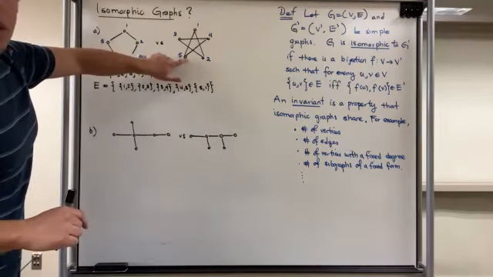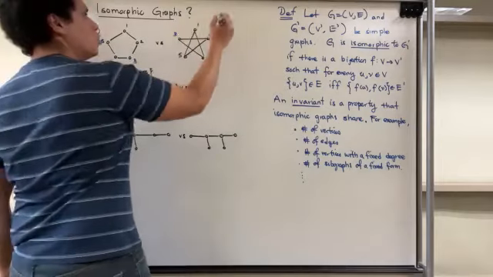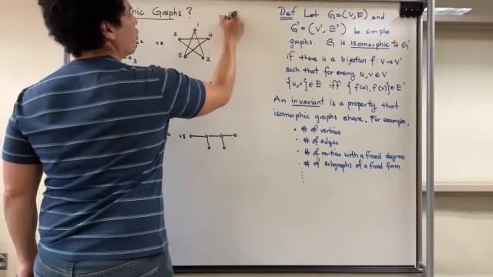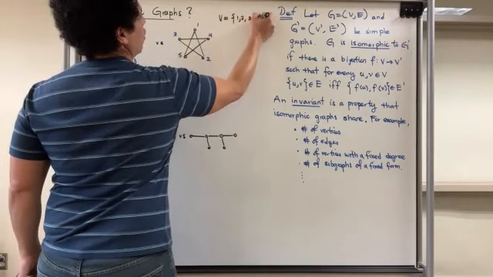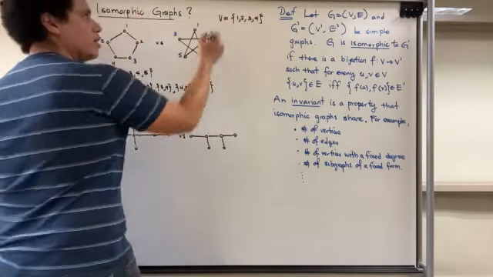What about the things that we get from this one? Well, from this one, we get that the set of vertices is 1, 2, 3, 4. What about the set of edges?